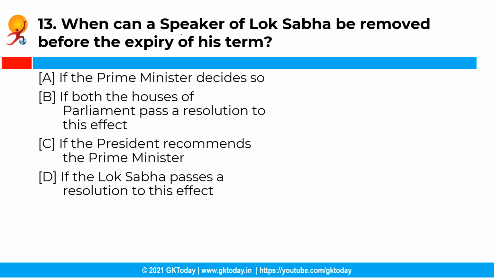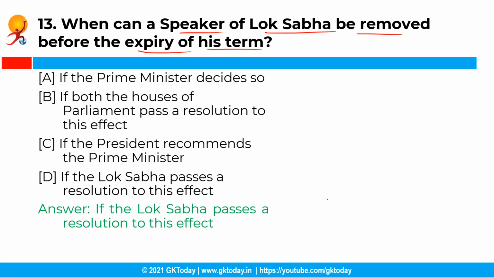The next question is, when can a Speaker of Lok Sabha be removed before the expiry of his term? Now you have the following options and the correct answer is option D, that is if the Lok Sabha passes a resolution to this effect. So Article 94(c) of the Constitution of India says that the Speaker or the Deputy Speaker may be removed from his office by a resolution of the House of the People passed by a majority of all the then members of the House.